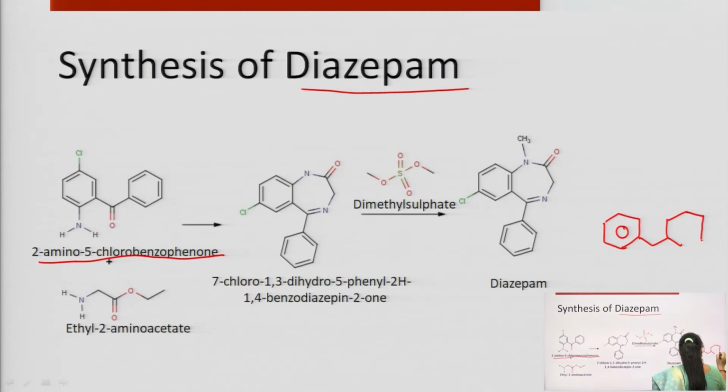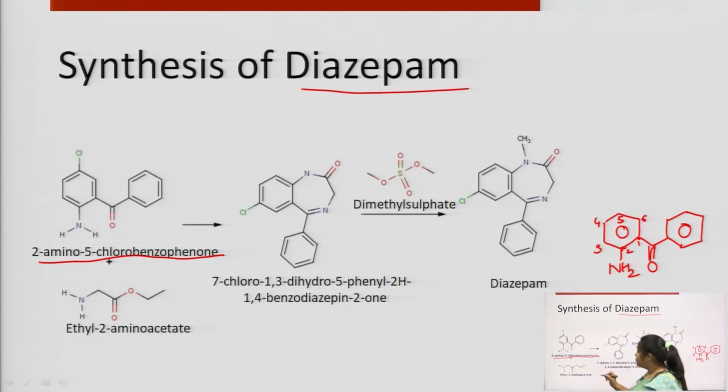This is benzophenone: 2 benzene rings connected with a carbonyl group. Here we have 2-amino and 5-chloro. The first position is where the carbonyl is attached. At the second position we have NH2, then 1, 2, 3, 4, 5 and 6, and at position number 5 we have chloro. So this nomenclature is clear: it is 2-amino-5-chlorobenzophenone.